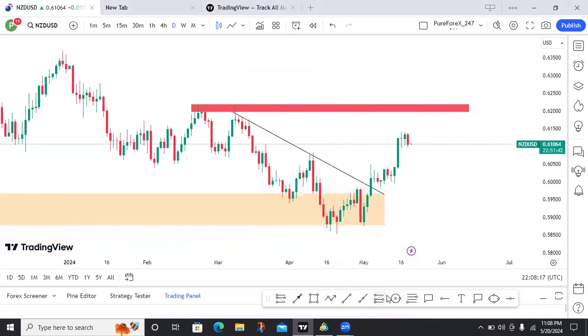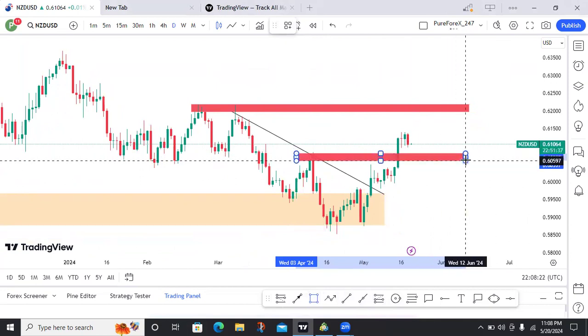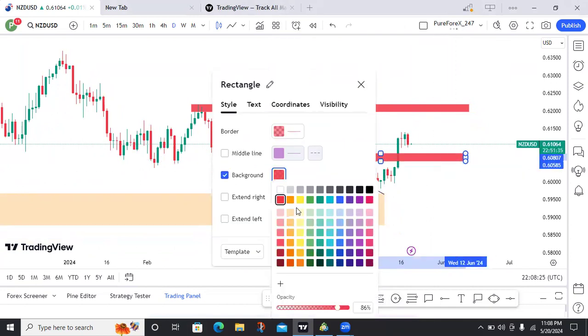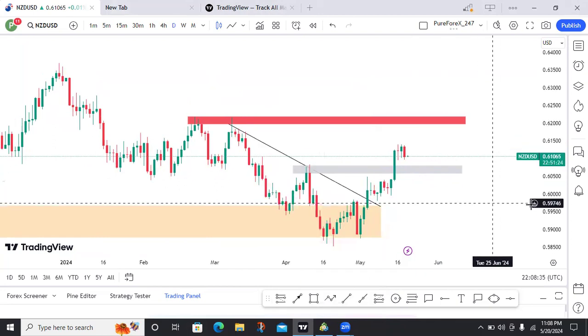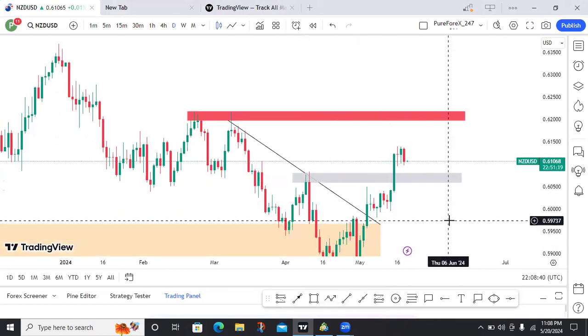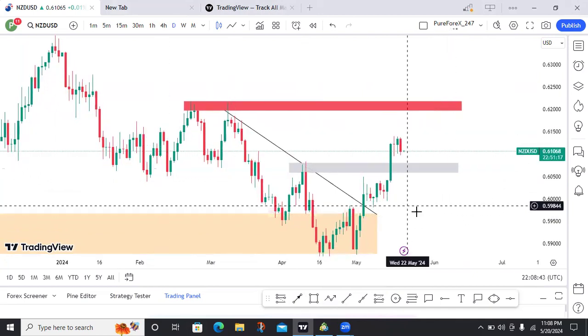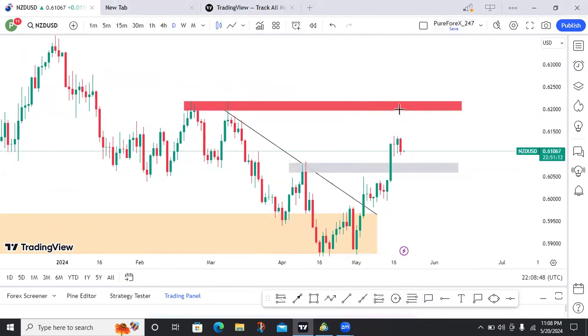And here we have a setup, guys. So what setup is this? This is blind spot, on the daily time frame. So what are we expecting? We're expecting the market to come down to this point and then we buy.